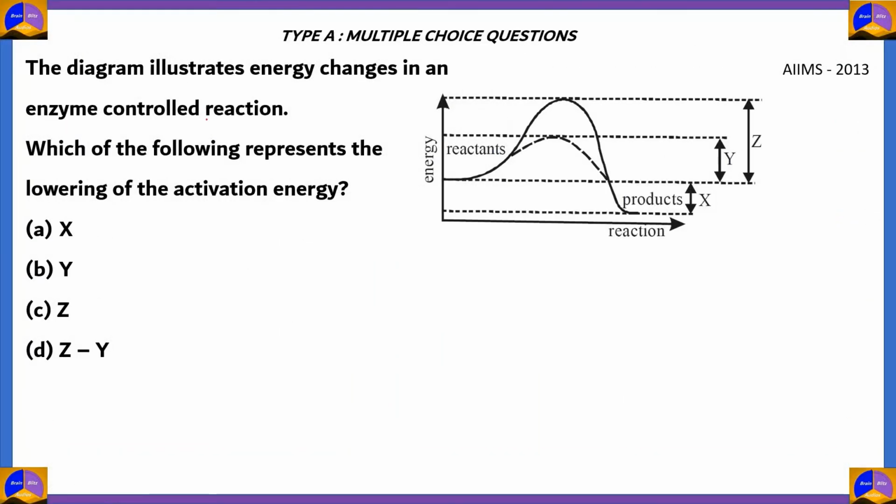Next question. The diagram illustrates energy changes in an enzyme-controlled reaction. Which of the following represents the lowering of activation energy? X, Y, Z, Z minus Y. So Z represents the activation energy of the uncatalyzed reaction. And as you can see, it has a higher place in the graph.